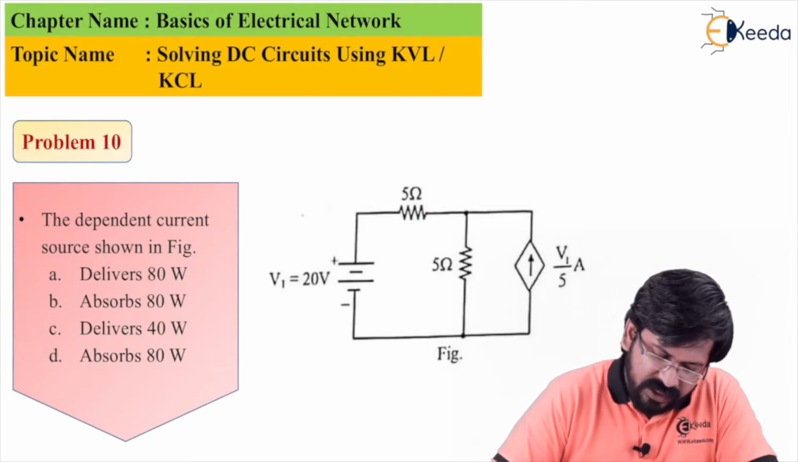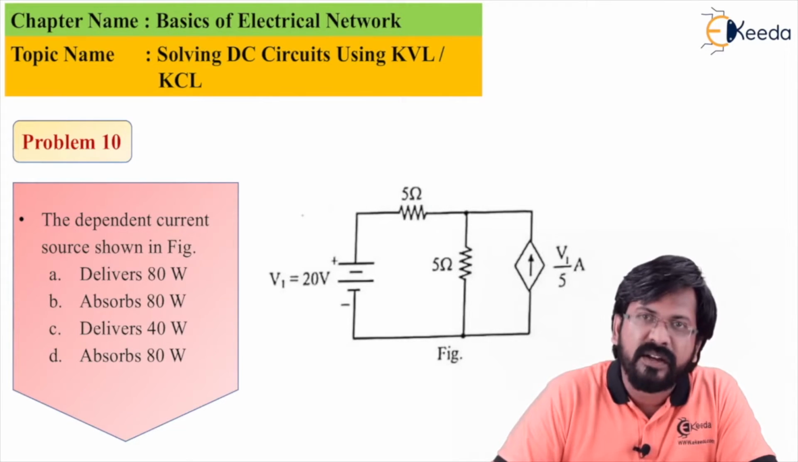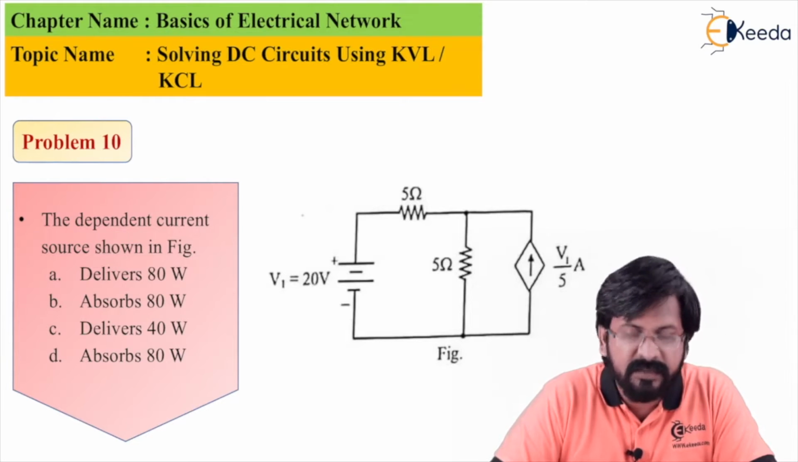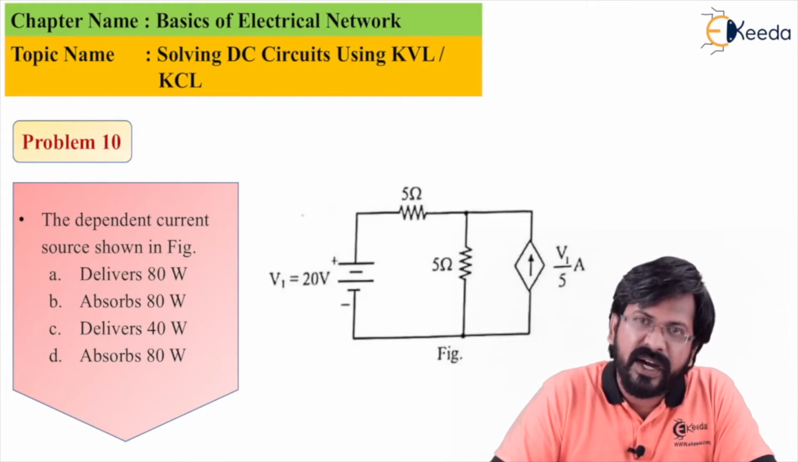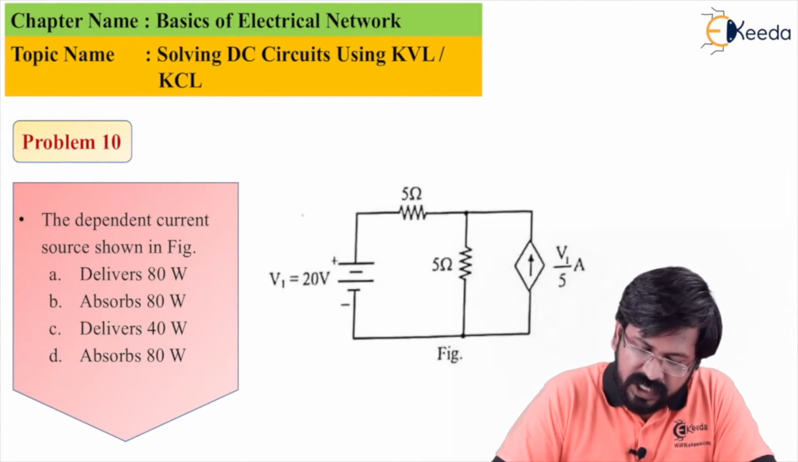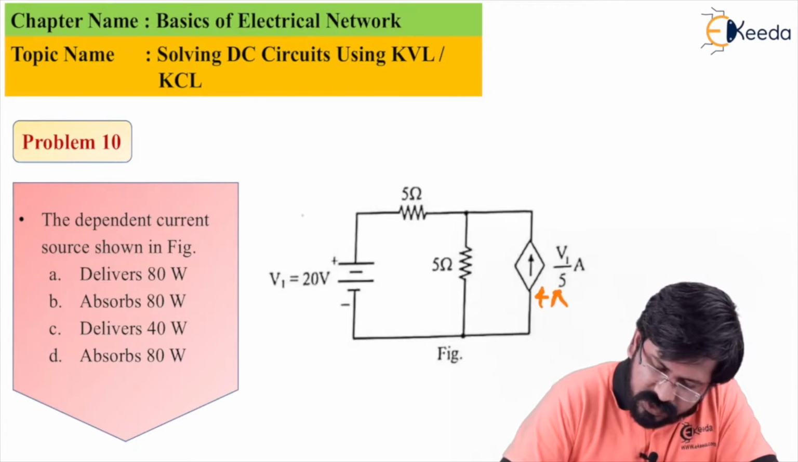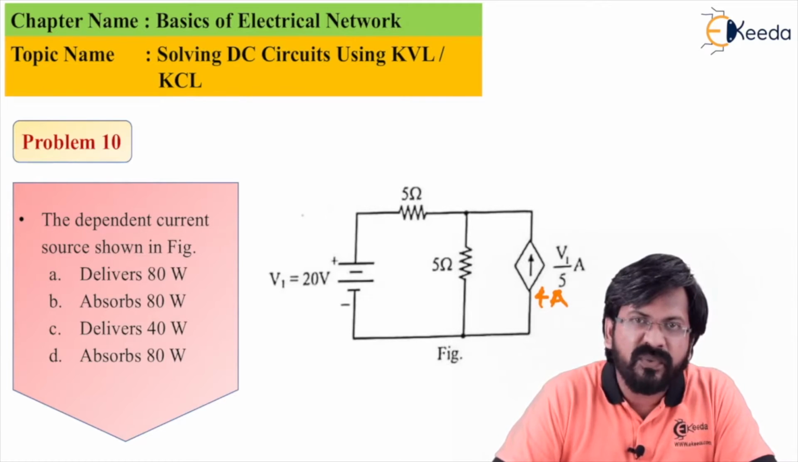We will see. So this is a dependent source which depends upon a value V1. But if you refer to the circuit, the V1 value is already given, which is nothing but 20 volt. Rather, I can now say it is 20 by 5, which is nothing but 4 ampere. So I can replace the magnitude of this current source as 4 ampere. So this current is nothing but 4 ampere.